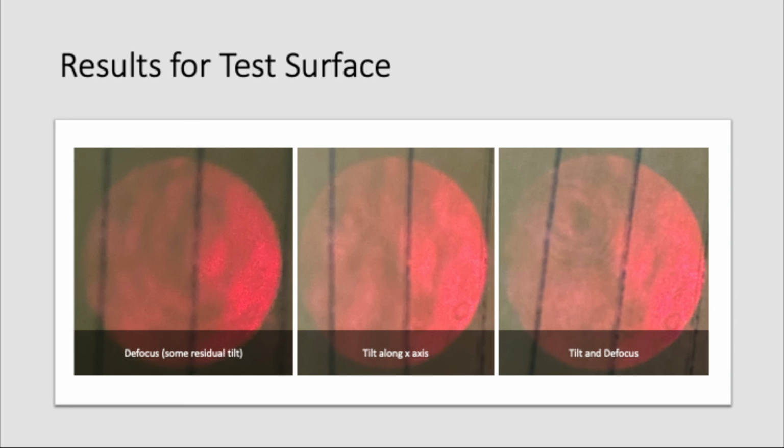The interferograms for the short focal length test surface had a much lower contrast and it was a lot harder to see the fringes. But you can just barely make out some of them. The defocus still had circular fringes, tilt had linear fringes, and then the combination of both of those resulted in a bullseye that was moved a little to the left.